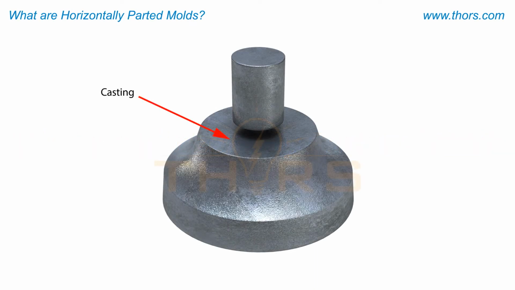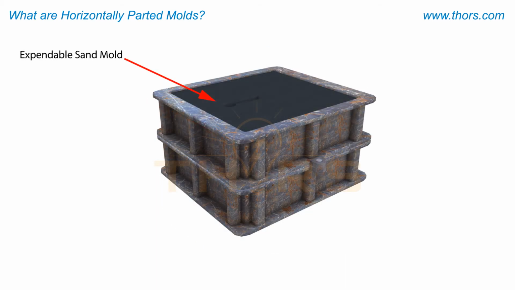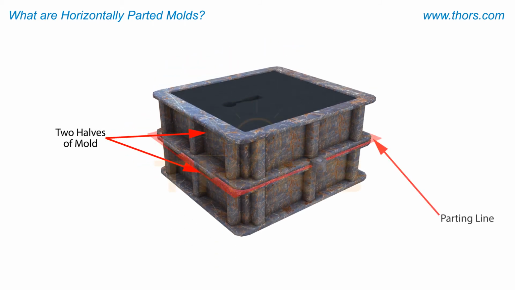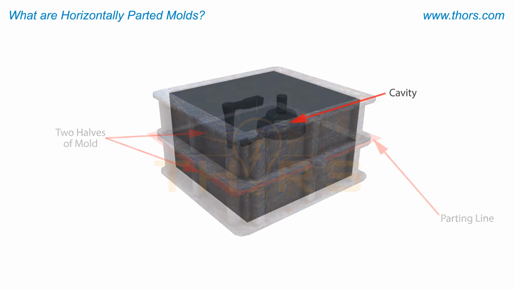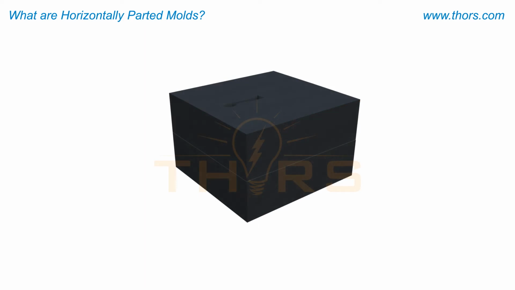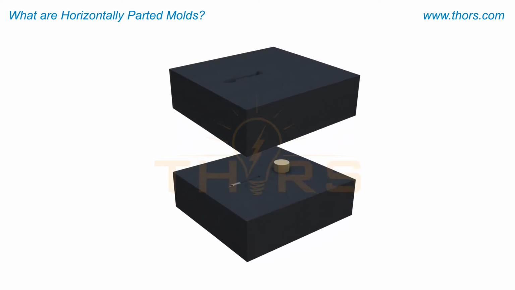When producing a casting from any of the bonded sand molding processes, an expendable sand mold is commonly used. A typical mold consists of at least two halves that, when closed together at the parting line, form a cavity in the desired shape of the casting. Each half of a mold is made using a mold pattern.